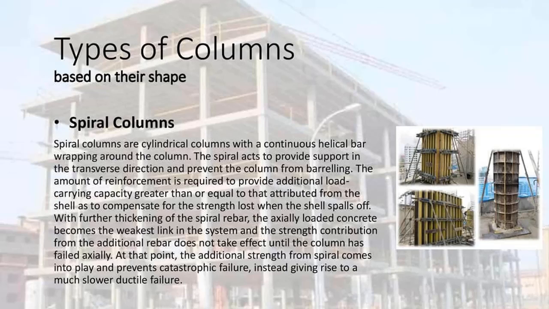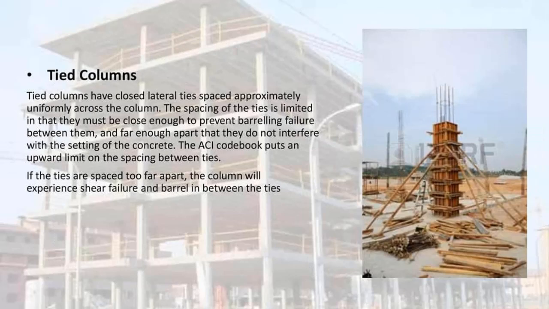With further thickening of the spiral rebar the axially loaded concrete becomes the weakest link in the system and the strength contribution from additional rebar does not take effect until the column has failed axially. At that point the additional strength from the spiral comes into play and prevents catastrophic failure, instead giving rise to a much slower ductile failure. Tied columns have closed ties spaced approximately uniformly across the column.